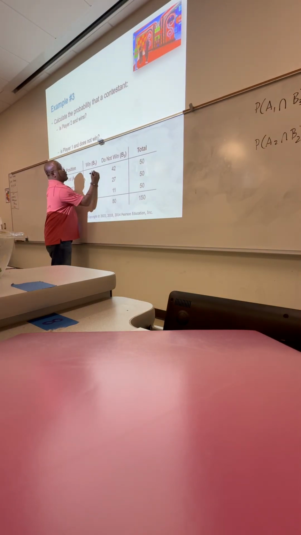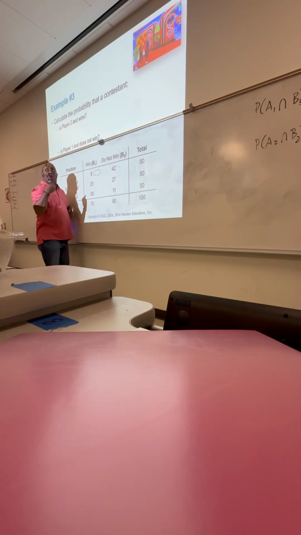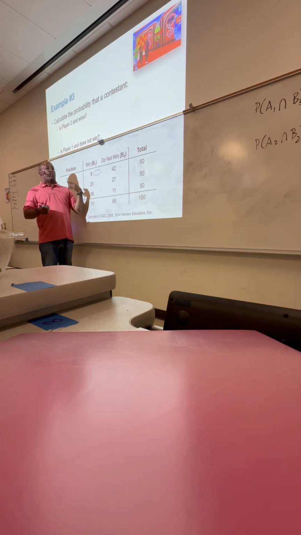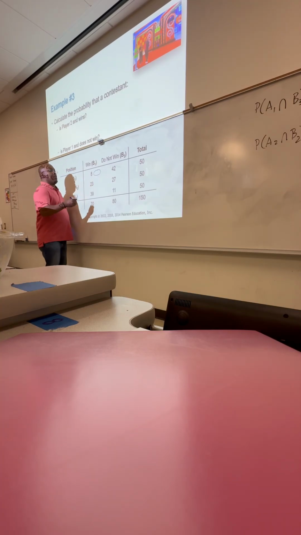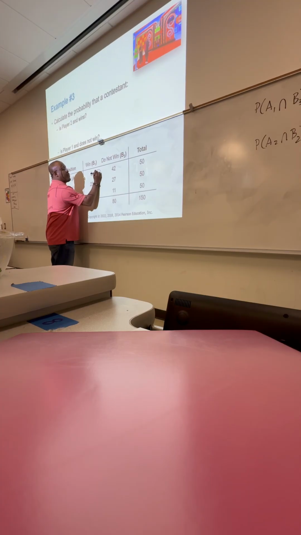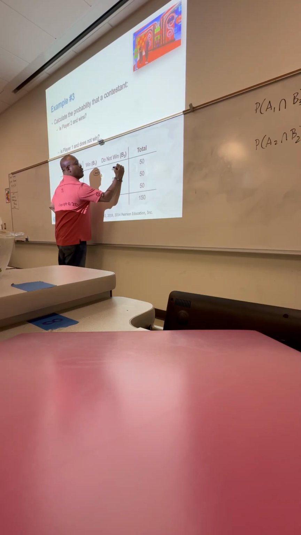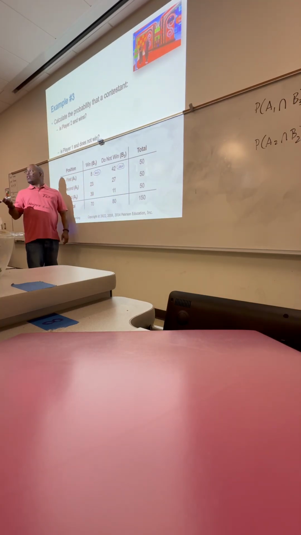So I'm gonna write here on the side the proportion. To change these to proportions, you divide by the grand total, which is 150. Is everybody with me? So can somebody do 8 divided by 150? 0.0533. And what's 42 divided by 150? Somebody go ahead and start on the second row for me. 0.28. Okay. 23 divided by 150?